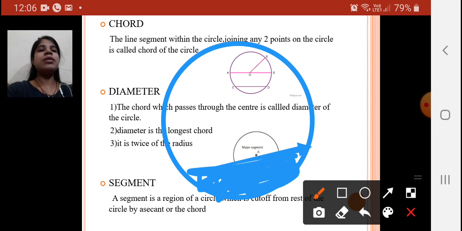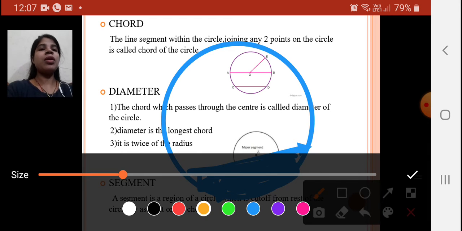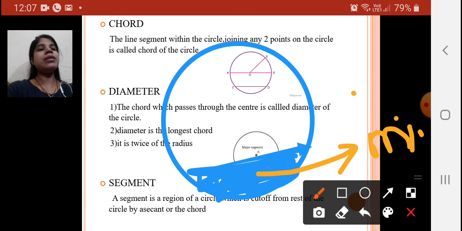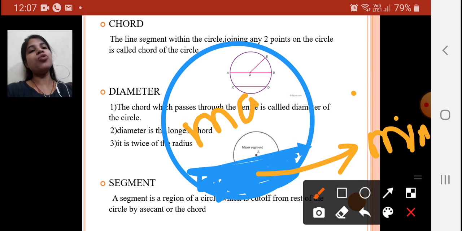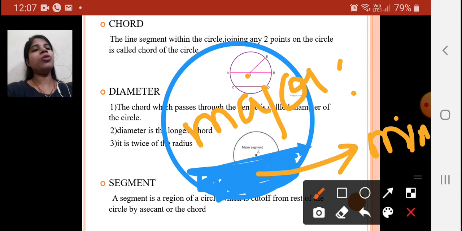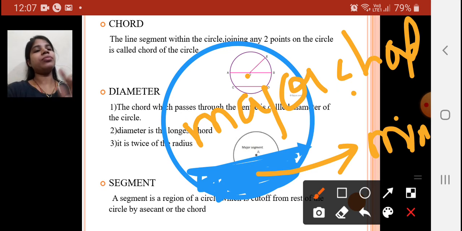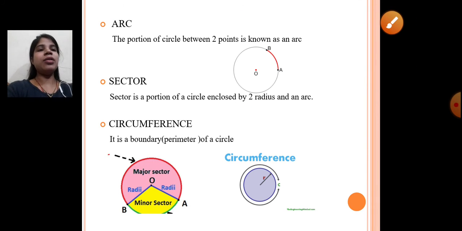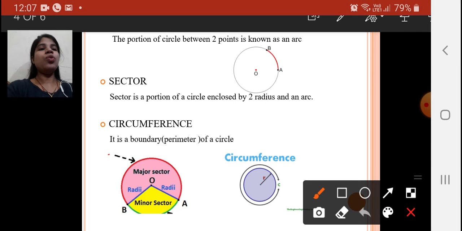A chord is basically of two types. First is the major chord, and the minor chord. It is a small portion, that is why it is minor, and this is the bigger portion, so this is a major chord. Okay, fine. Now the next topic is arc. So we have a circle.